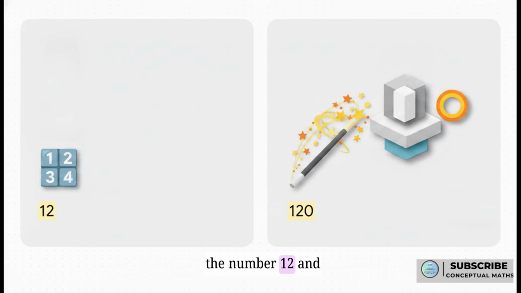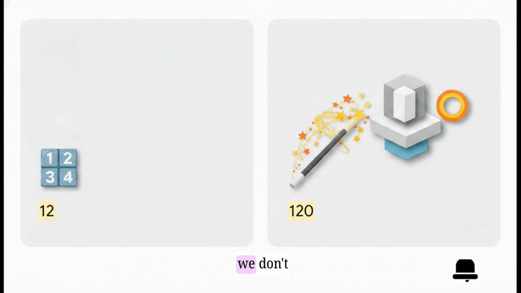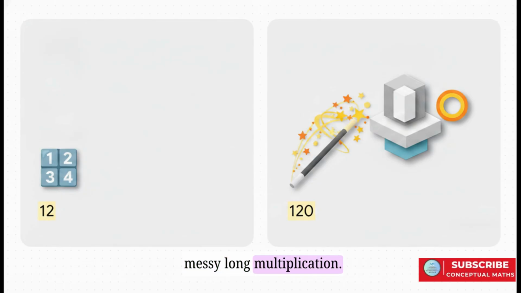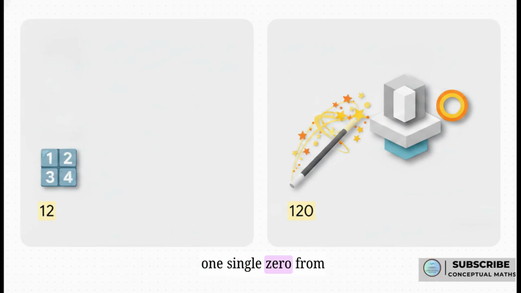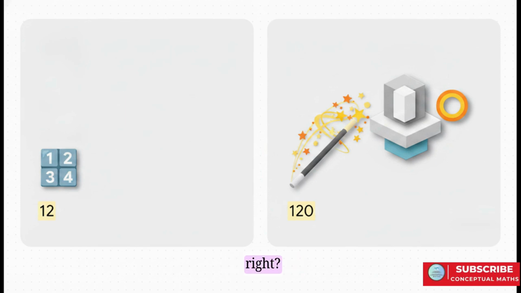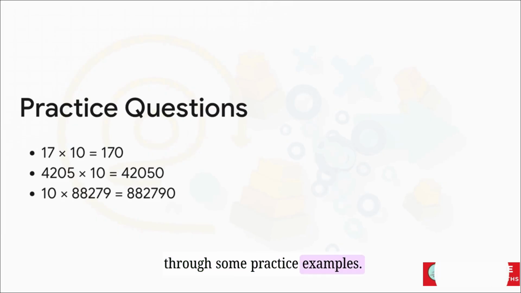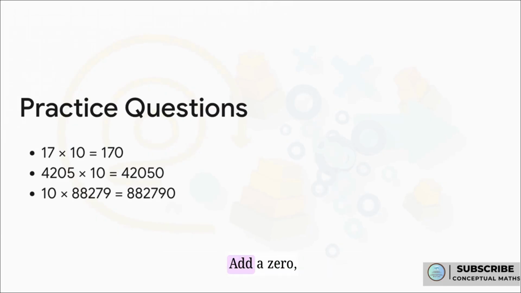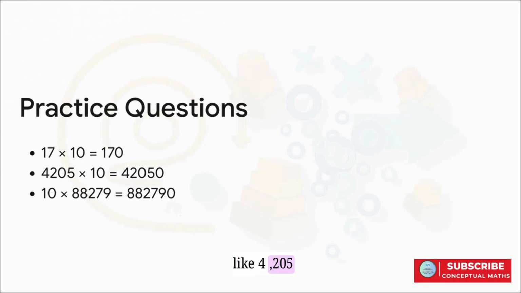If we start with the number 12 and multiply it by 10, we don't need to do any messy long multiplication. We just take that one single zero from the 10 and stick it right onto the end of the 12. Boom, you get 120. Easy, right? Let's rapid fire through some practice examples. 17 times 10. Add a 0, 170. What about a bigger one, like 4,205 times 10? Just pop a 0 on the end, and you instantly get 42,050.